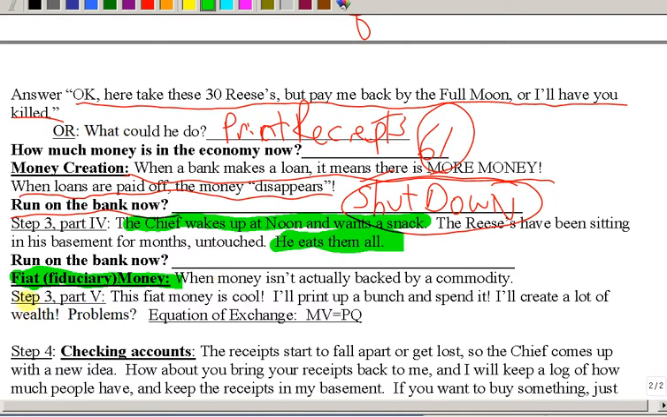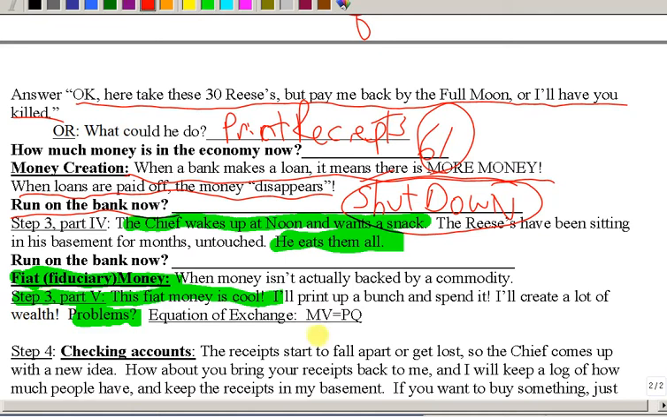Okay, step 3, part 5. This fiat money's cool, the big chief thinks. I'll print up a bunch and spend it. I'll create a lot of wealth this way. What are the problems with that? Well, we get into the problem that can be explored using the equation of exchange.